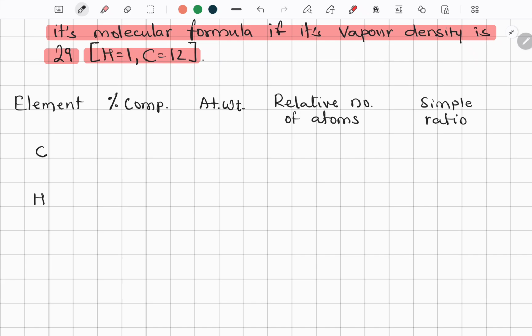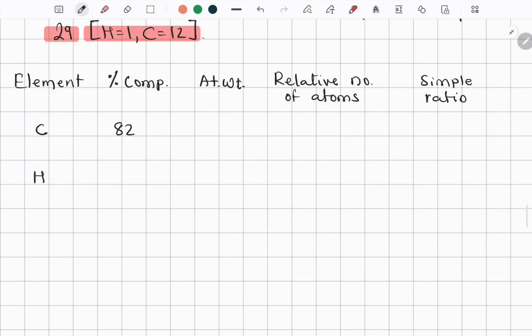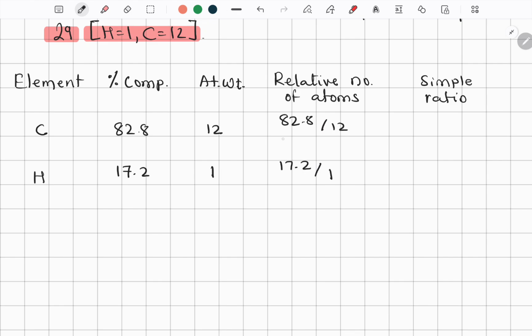Percentage composition of carbon is given, which is 82.8 percent, whereas when you subtract 82.8 percent from 100, you get 17.2 percent, which is nothing but the percentage composition of the hydrogen. Atomic weight of carbon is 12 and hydrogen is 1. We have to calculate the relative number of atoms, which we get when we divide the percentage composition by atomic weight. So it's going to be 82.8 divided by 12, and over here 17.2 divided by 1. The answer is 6.9, and over here it's 17.2.